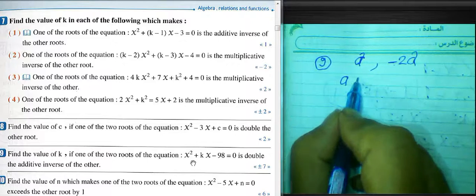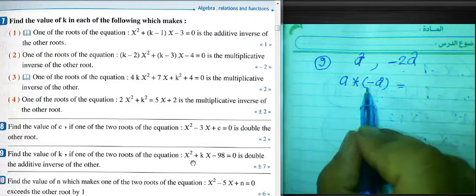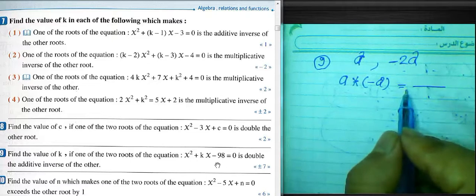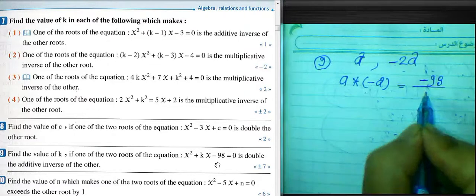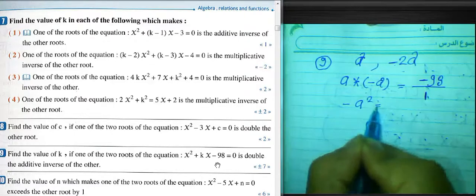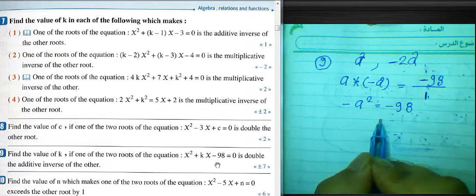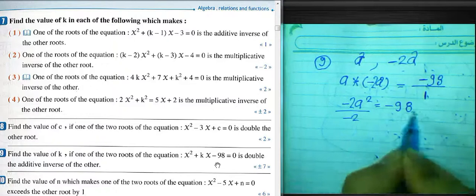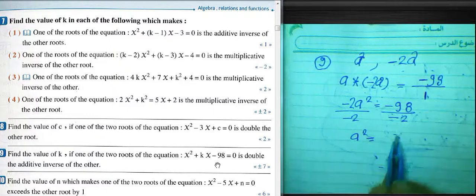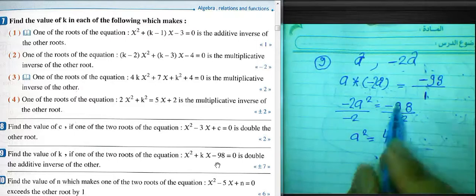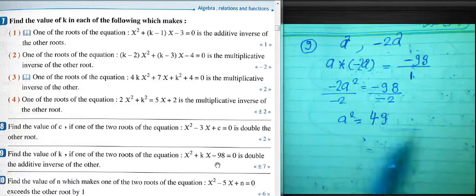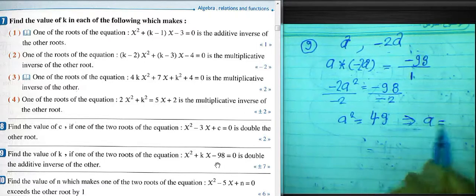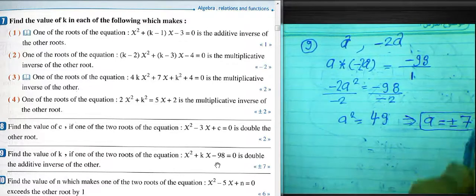We can find the product of the first root and the second root. The product of them equals the constant over the coefficient of x², which is −98 over 1. So −2a² equals −98. We can divide by −2: a² equals 49, since negative divided by negative is positive and 98 divided by 2 equals 49. So a will be positive or negative 7, the square root of 49.